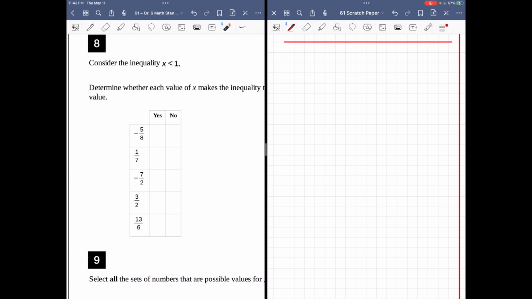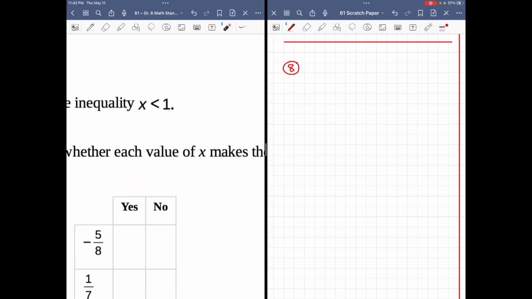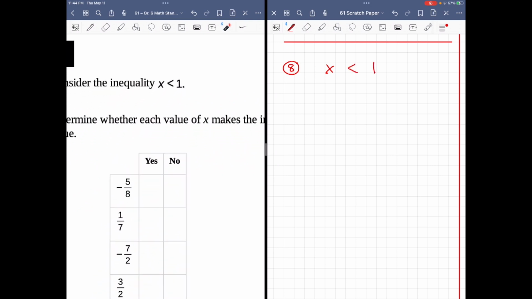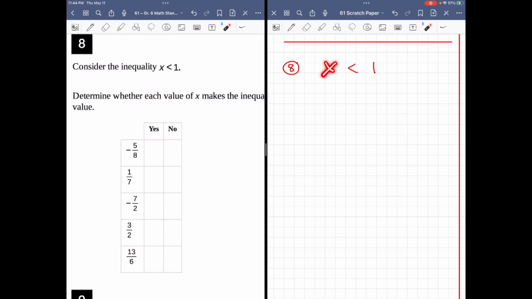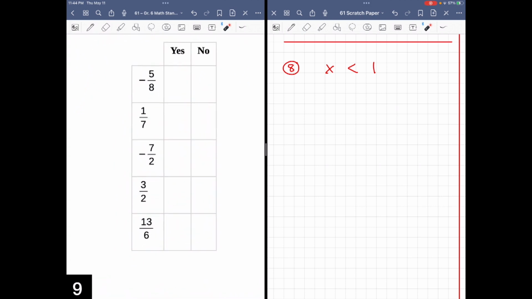So let's go set up our scratch paper first. Here's problem 8. And then go ahead and copy down this inequality. X is less than 1. Here's x is less than 1. And instead of x, we're going to test every single one of these values. To make it easier though, I noticed that we have positive and negative values here. We have regular fractions as well as improper fractions. So these 3 improper fractions, let's go change them to mixed numbers to make it easier to see the answer.